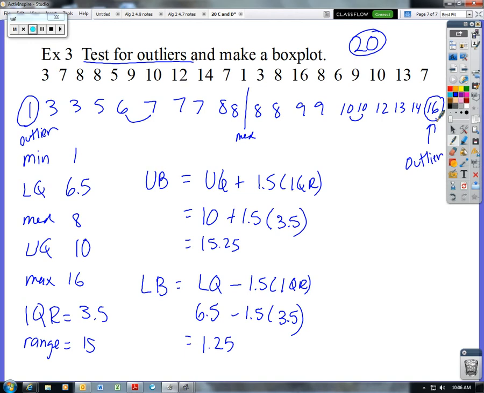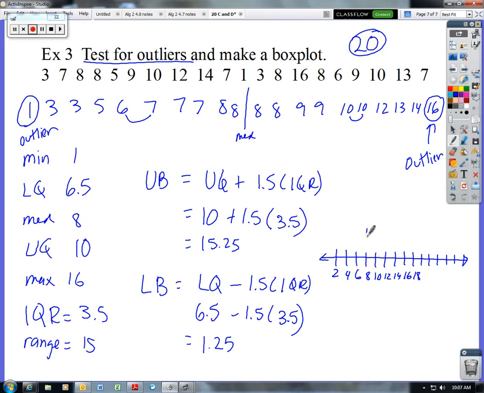And now finally, we're going to make a box plot. So I'll just do that right here. I'll have to make it kind of small. And again, you have to start with a number line. We're going from 1 to 16. So I'm going to count by twos and kind of small. 2, 4, 6, 8, 10, 12, 14, 16, 18. That's good enough.